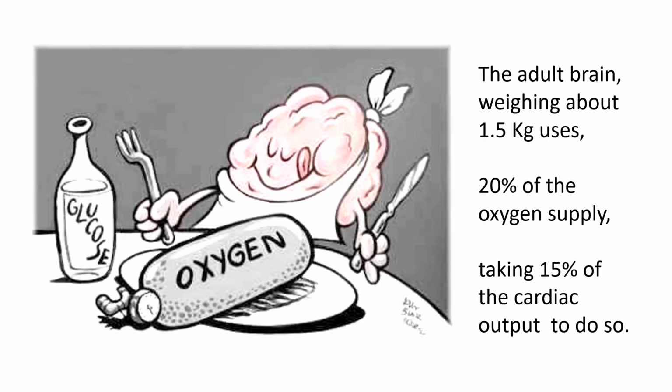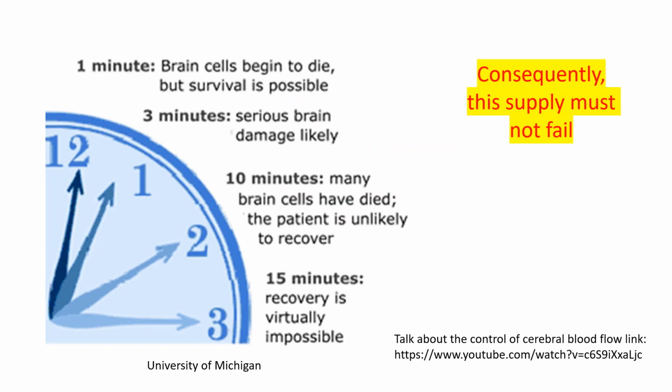To begin, recall some of the basic physiology of the cerebral circulation. As this picture humorously illustrates, the adult human brain of about 1.5 kilograms uses roughly 20% of the oxygen supplied by breathing, in a blood flow that takes about 15% of the cardiac output to do so. And as this picture illustrates, the cerebral blood supply must not fail.